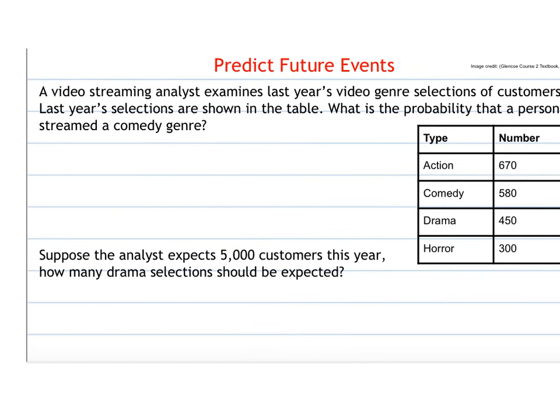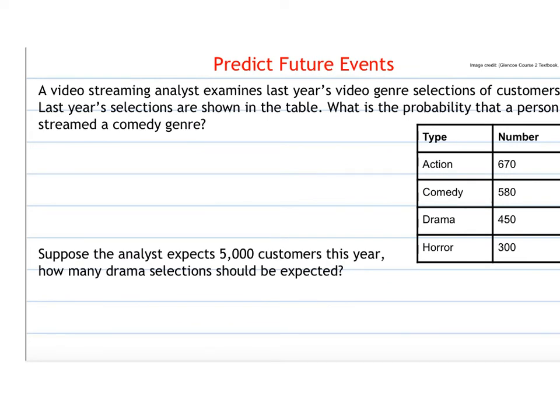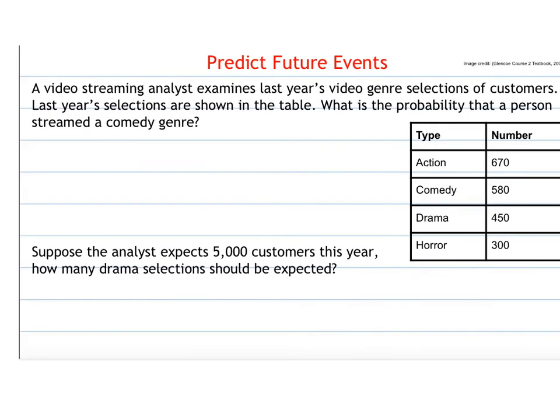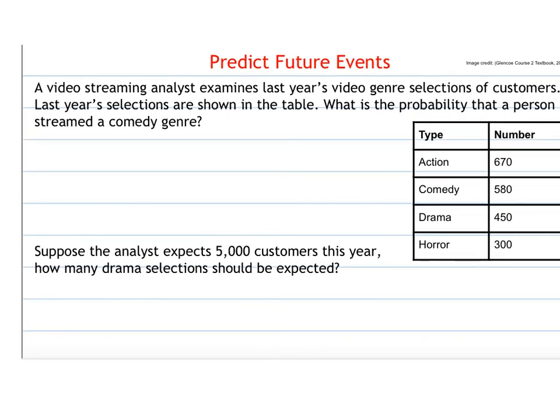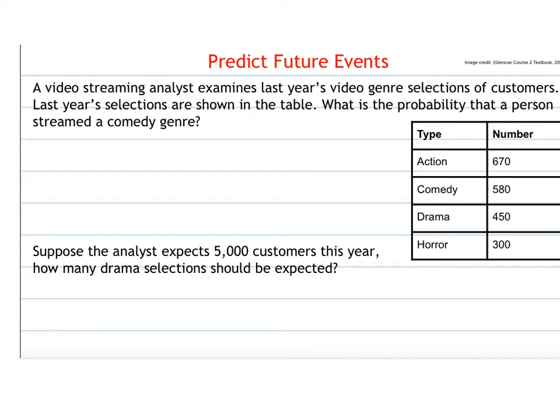All right, a video streaming analyst examines last year's video selections of customers. Last year's selections are shown in the table. What is the probability that a person streamed a comedy genre? So comedy is right here. So we're going to take probability of comedy, and this again is experimental probability because this is what happened. Like, these are actual results.